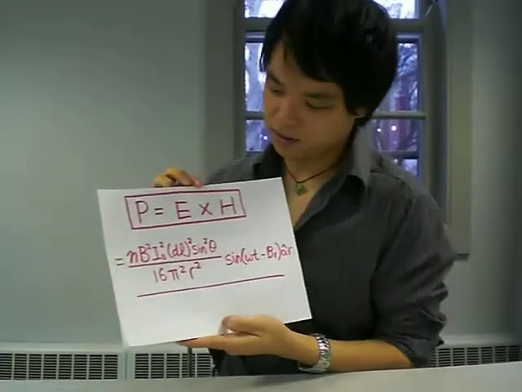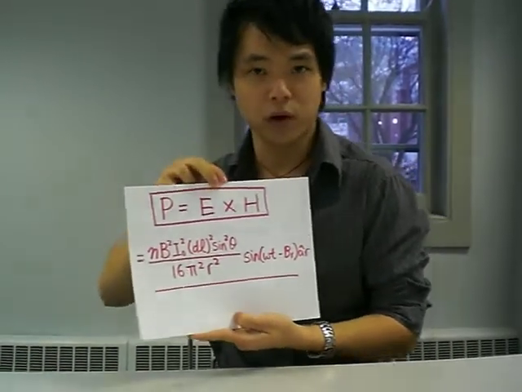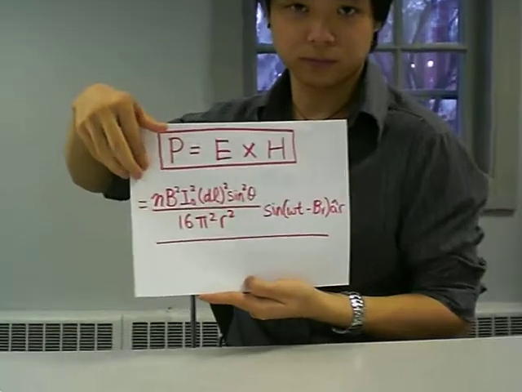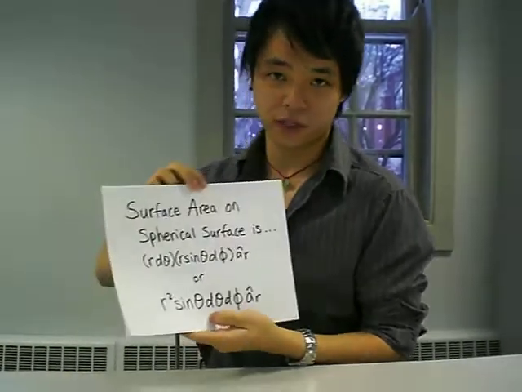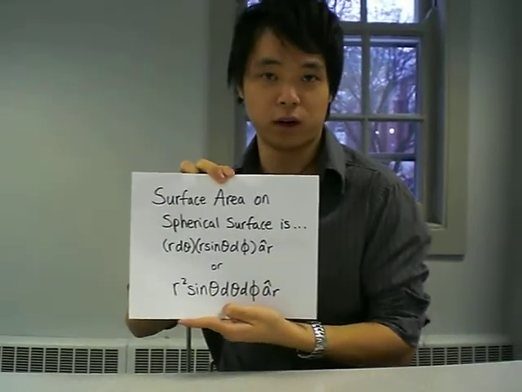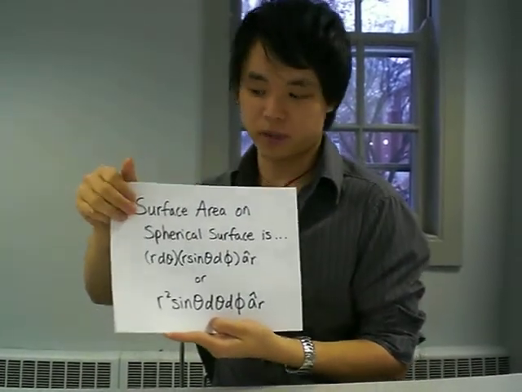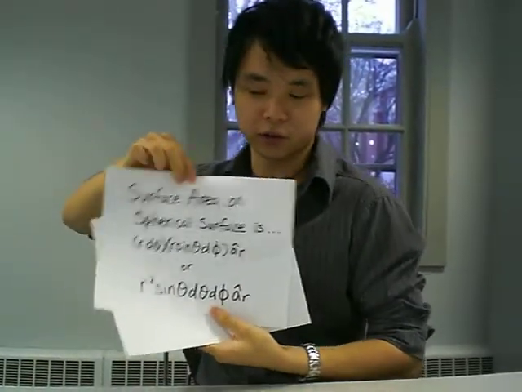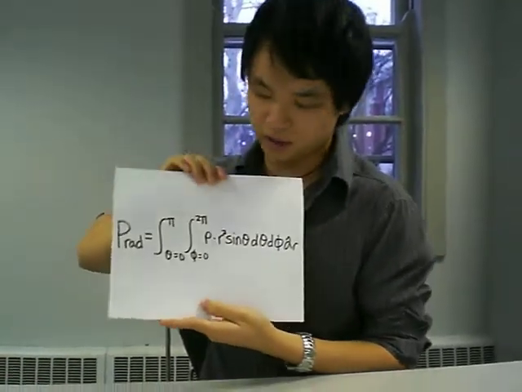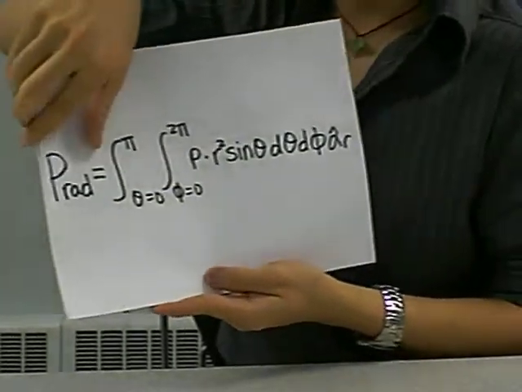We will now take the cross product of our electric and magnetic fields to find the Poynting vector. When we work out all the math and calculus, we get this expression. Now we have to remember that the differential surface area of a sphere is this. So we have our Poynting vector. To find our radiated power, we want to take the total surface integral over our spherical surface. So we take our integral with P as our Poynting vector, and plug in our Poynting vector.